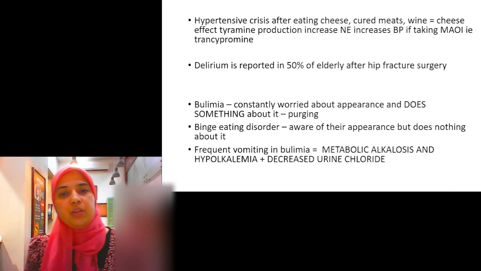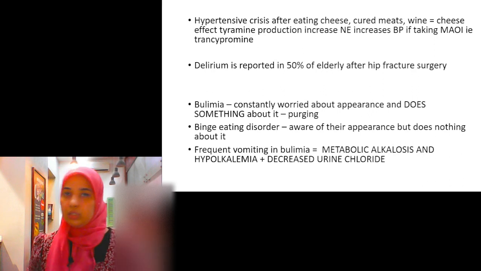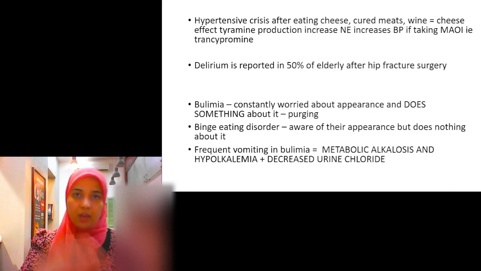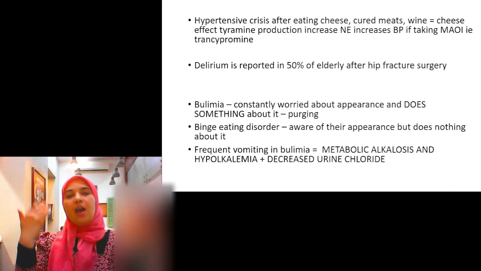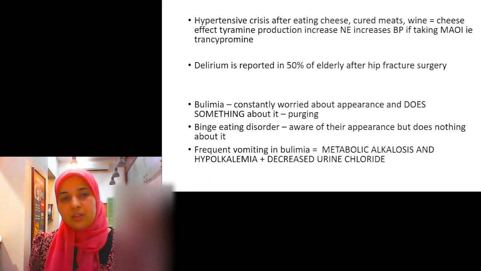Frequent vomiting in bulimia is going to cause metabolic alkalosis. Makes sense. My vomit is acidic. I'm getting rid of my hydrogen. I'm going to have alkalosis. Metabolic alkalosis and hypokalemia and decreased urine chloride.